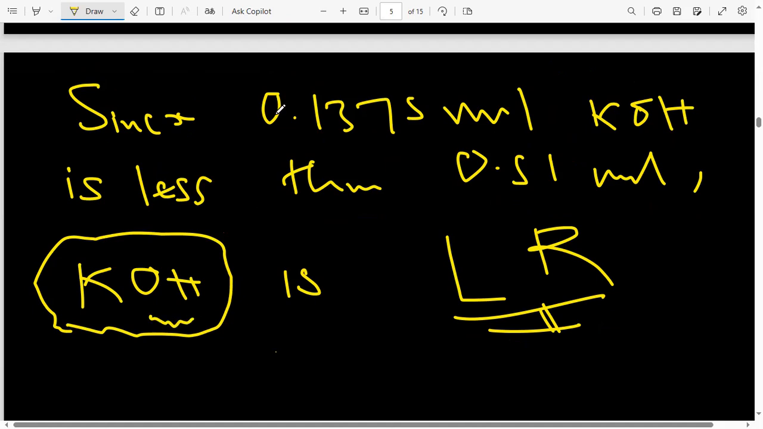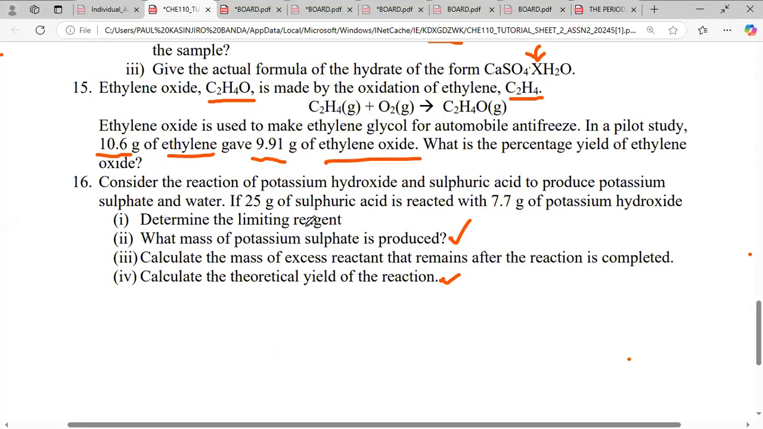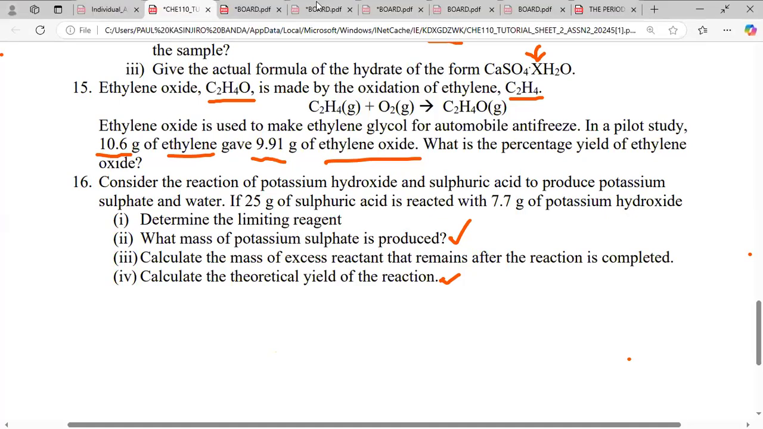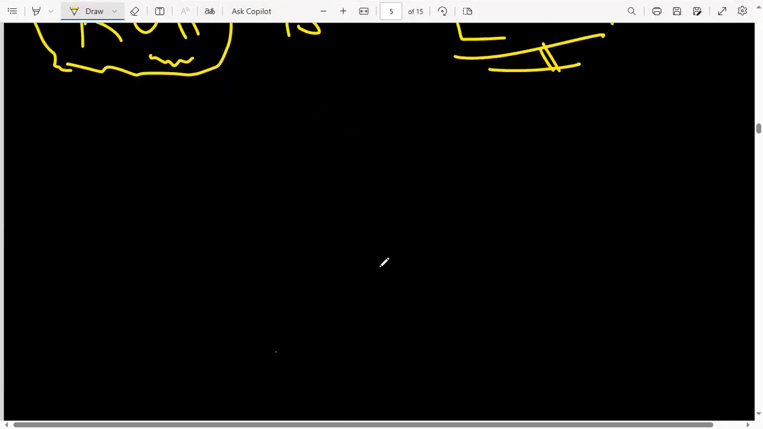The next question they're saying, calculate the mass of potassium sulfate that is produced. It means here we are going to use the moles of the potassium hydroxide, since it is the limiting reactant. The equation, remember how it is? It is like this.